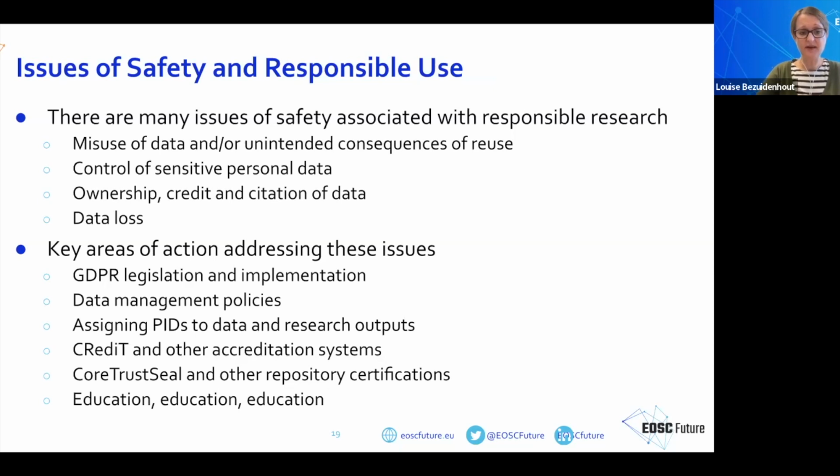And we're seeing these concerns being addressed in a number of different areas. We've already talked about GDPR legislation and implementation. We know that many institutions already have data management policies. The assigning of PIDs, so persistent identifiers, to data and research outputs is really helping the way we can track and monitor data usage. We're seeing credit and other accreditation systems, making sure that people are getting credit for dissemination of data and reuse of data. Core Trust Seal and other repository certifications are ensuring that data are placed in trusted digital repositories and are properly curated and managed. And then, of course, education. We're seeing a huge rise in the amount of education rolling out around control of data, safe and responsible use of data.